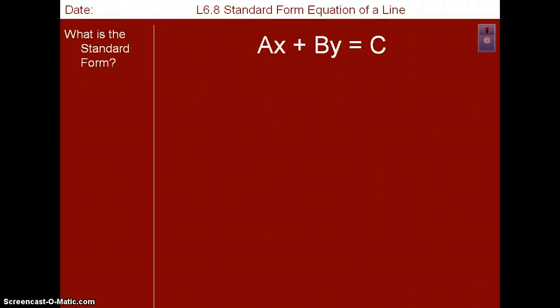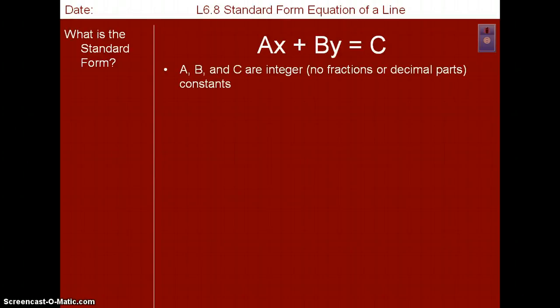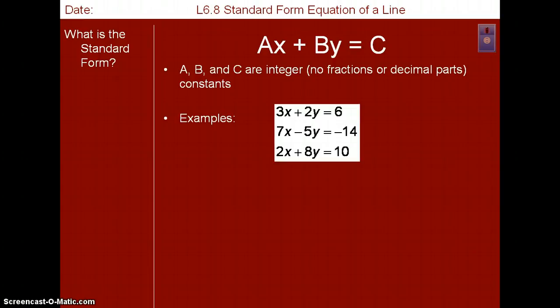What is the standard form? Ax + By = C, where A, B, and C are integer constants, and by integer we mean that there are no fractions or decimal parts involved. Typically A is not negative. That's not something I'm going to be too hard on you about right now, but typically A is not a negative integer.